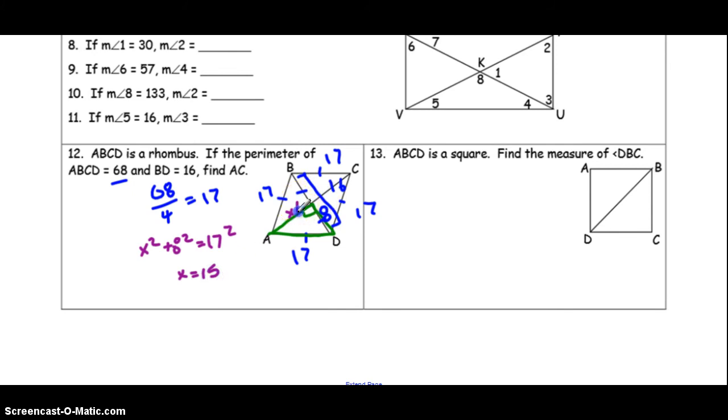So x is 15. However, remember, they wanted the length of AC, this whole length right here. Since the diagonals bisect each other, this length is 15. A to C is double that, or 30.